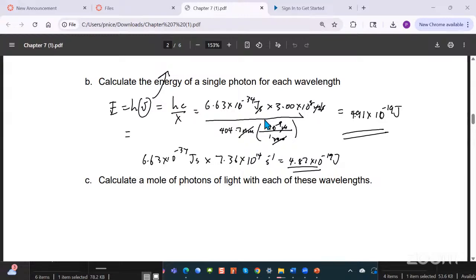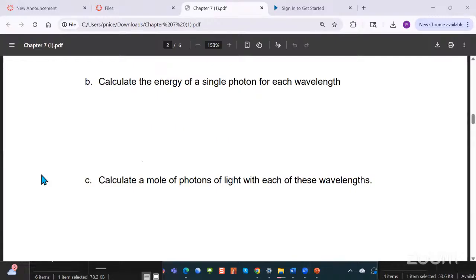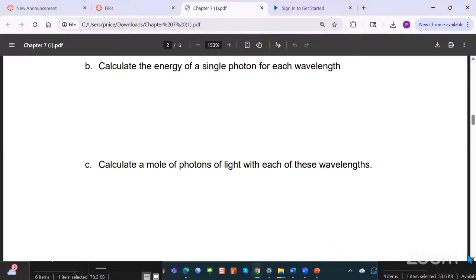So let me clear this and move on to the C part. Oh, by the way, hold on. What time is it? Ooh, wait a minute. Oh, it's 12:31. Okay. I guess I have to stop here.